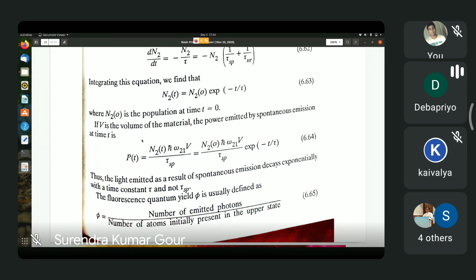Now, finally, you have 6.65, which gives you the quantum yield. So you have to find out the number of emitted photons from time t equal to 0 to time infinity. We assume that the exciting radiation is withdrawn at time t equal to 0. So the initial population in the upper level is n2(0). Okay, and the final population is 0 because all the atoms will ultimately decay to the lower energy level. So how many photons are emitted? Because the decay can be either by spontaneous emission or by non-radiative means. Number of atoms initially present in the upper state is of course n2(0) per unit volume.